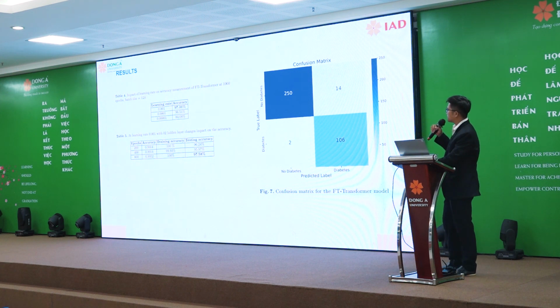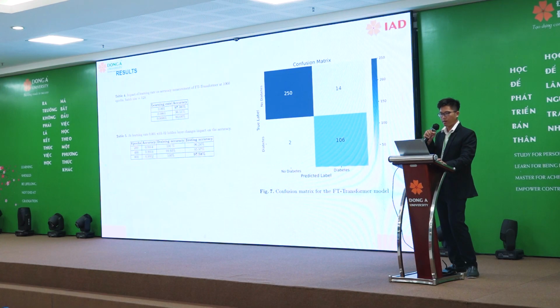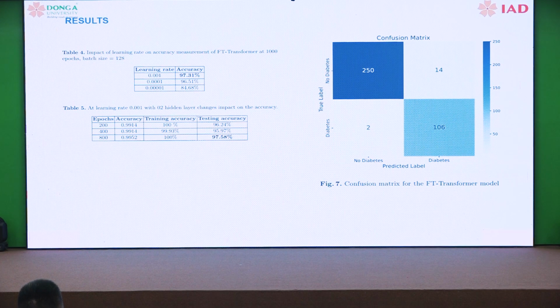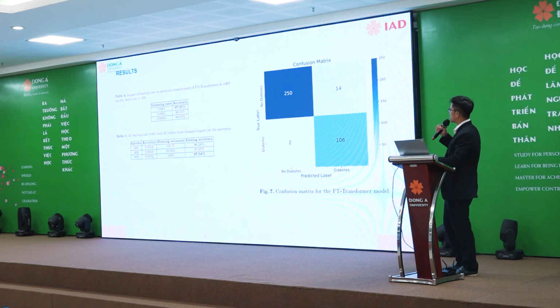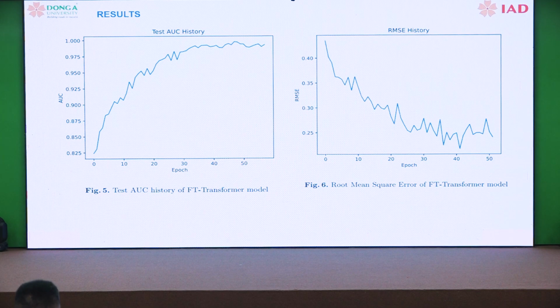I trained many times and checked the learning rate, and I saw that a learning rate of 0.001 gave higher accuracy and was faster. I also tried different numbers of epochs. Here is the confusion matrix for the test data. Here is my test accuracy history and root mean square error.